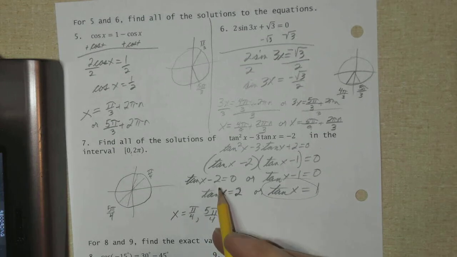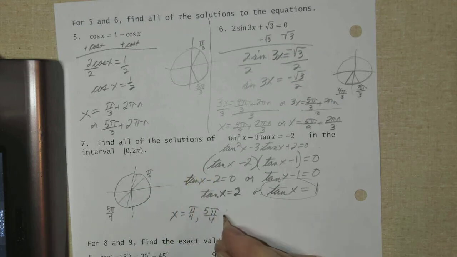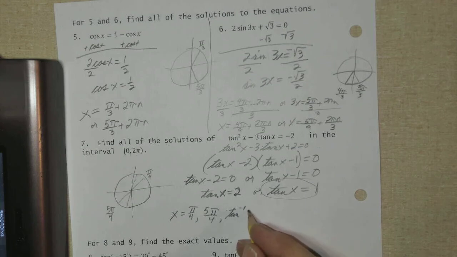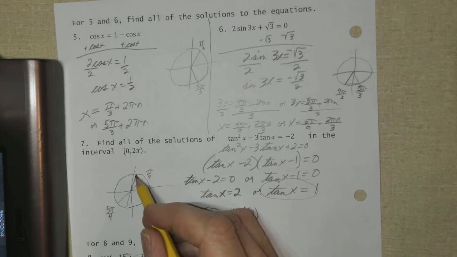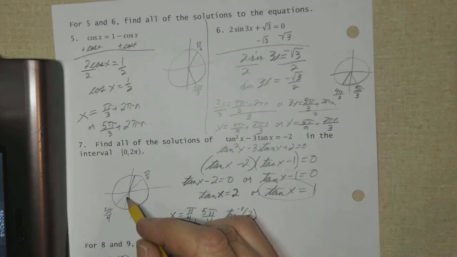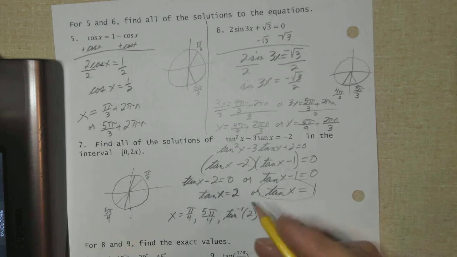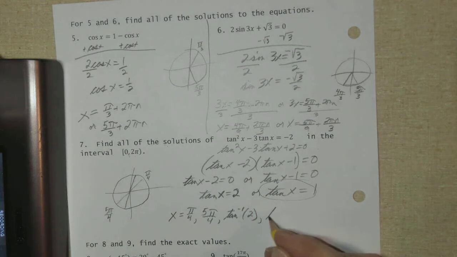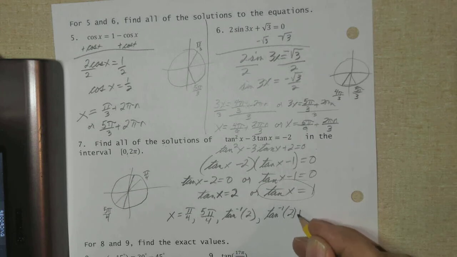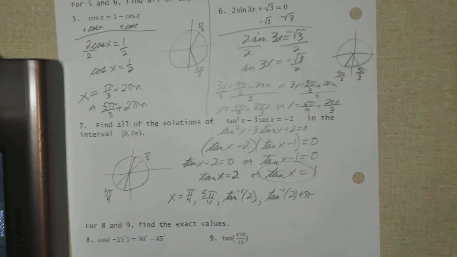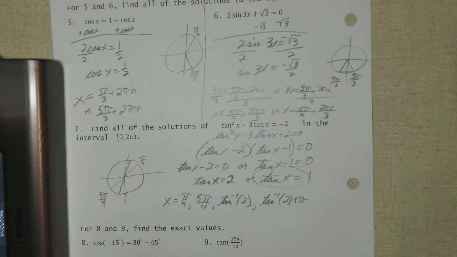For tangent of x equals 2, and we're going exact here, so I'm just going to write the inverse tangent of 2. And that would be somewhere right over here. It's like when the sine value is twice as big as the cosine value. And I'm going to add one here, because right here, which is pi units away, I'm going to write the inverse tangent of 2 and add pi to it. And that's just the exact form.